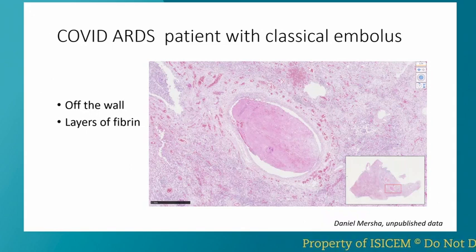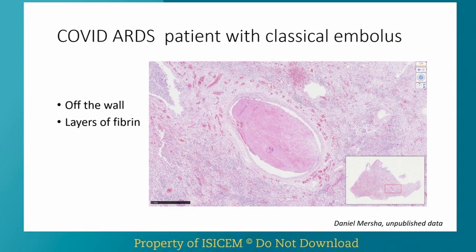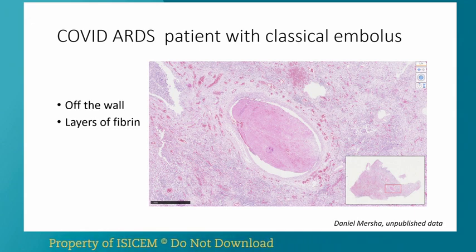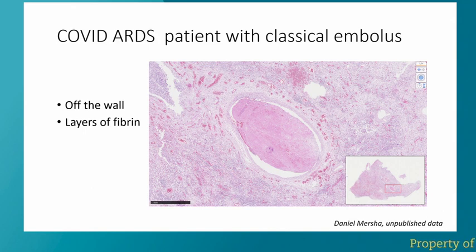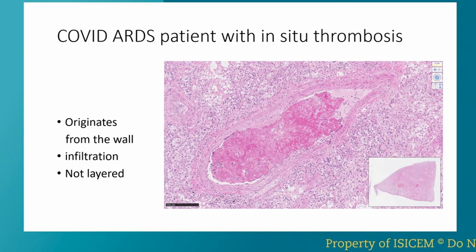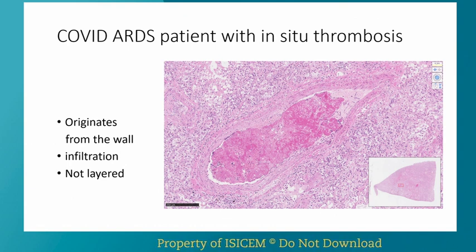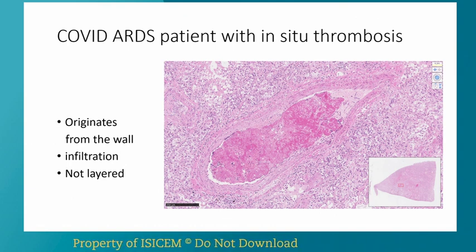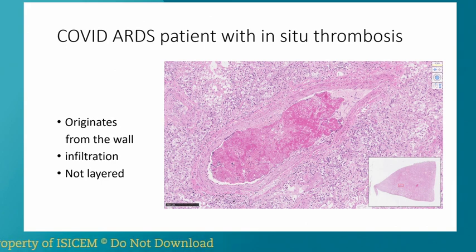So then we started to think maybe these are different disease entities. And we looked at the histology of patients that had died from COVID, and we started to examine the kind of thrombosis that they had in their lung. And this is an example of a classical embolus from a patient. You can see that it's a kind of rounded thrombosis. It's very carefully layered between fibrin and the red blood cells, and it's in the middle of the vein. In contrast, in a patient that has in situ thrombosis, that kind of thrombosis originates from the vessel wall, and there's a lot of infiltration in that space, and it's not layered at all. It's a big mess. So histology speaking, these are really very different entities.